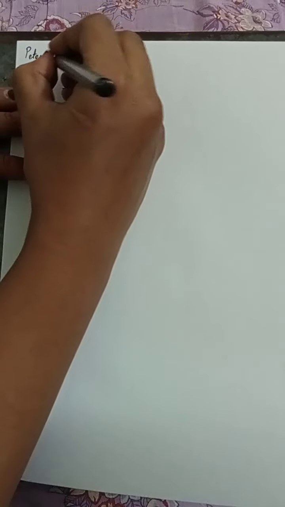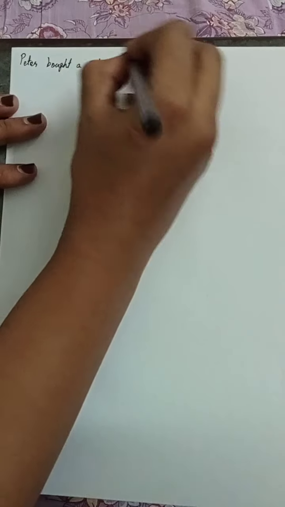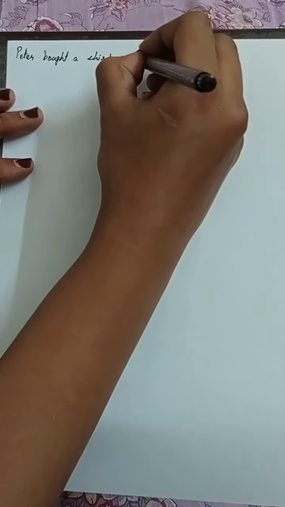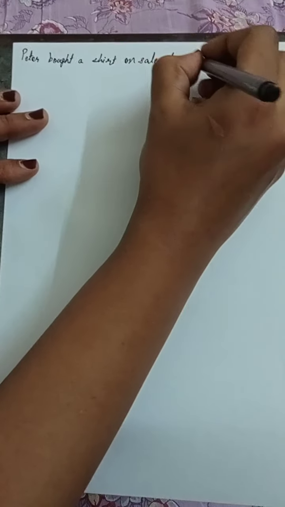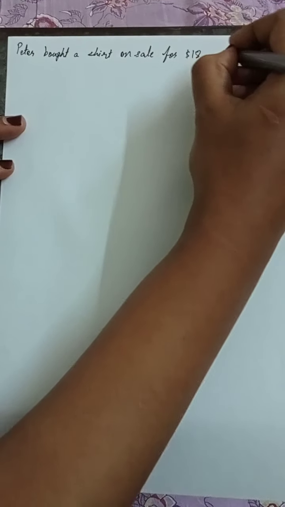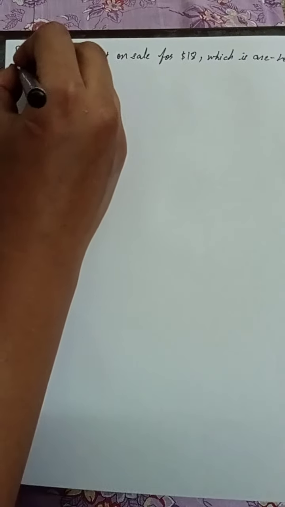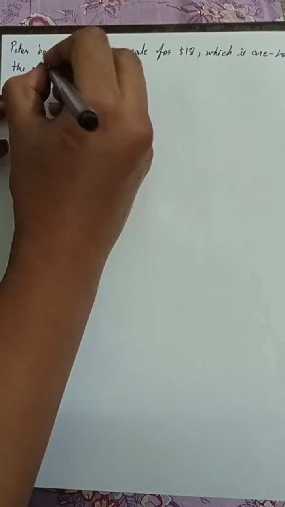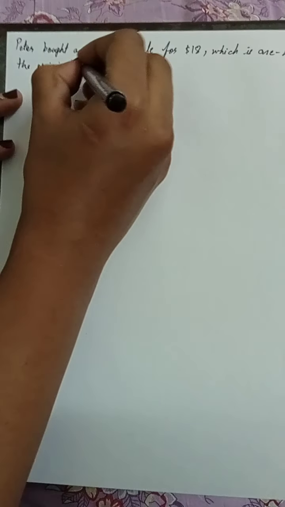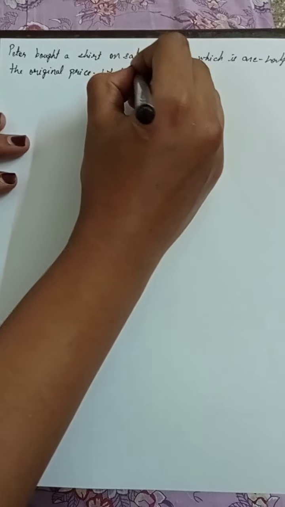So now let us consider an example. I'll take an example of Peter, who bought a shirt that was on sale for say $18, which is 1/2 the original price. So now let us see what was the original price.